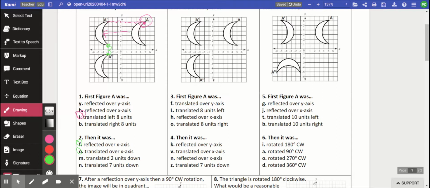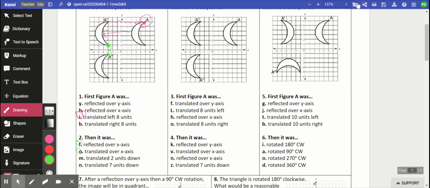What they did wrong is they translated this bottom point 2 units, and it did match up with a point on the next image of A, but it's not the correct point. This point A double prime is at the top of the moon versus the one that we chose when we moved 2 units down, which is not the same point. So remember, when we translate, it has to be from one point, the same point on the pre-image compared to the same point on the image. So that does not work. M is not the correct choice.